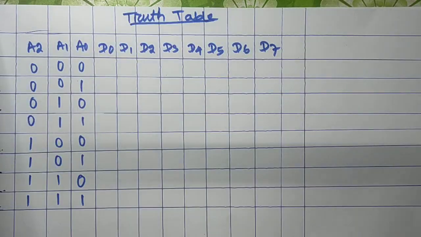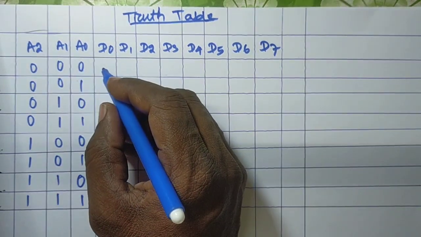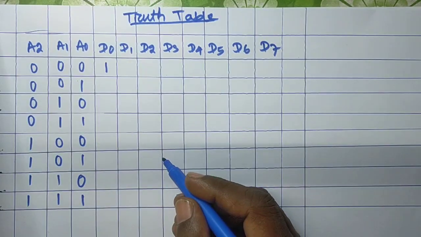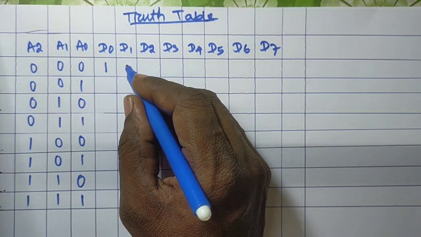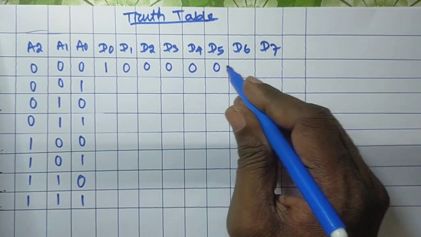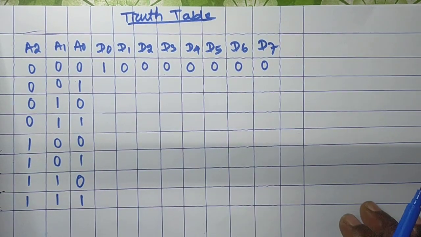Okay, in this way we can write that whenever it is 0 0 0, we activate only the D0 value, that is 1. D0 activated means that it is 1. So the remaining values we can write 0 0 0 0 0 0 0 0. Okay, like this we can define it in this manner.